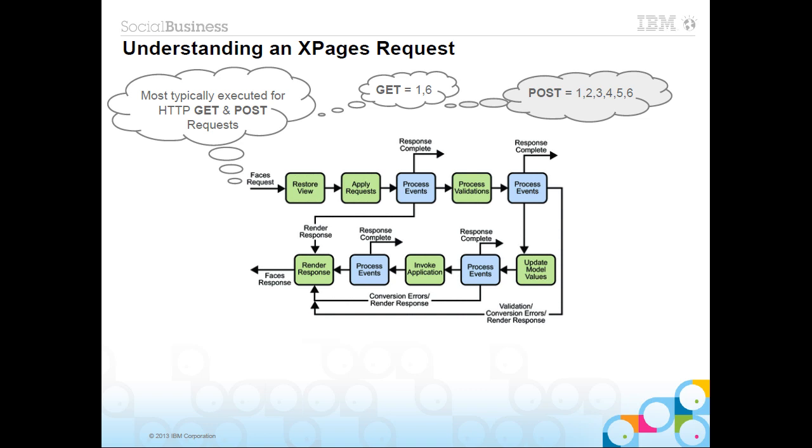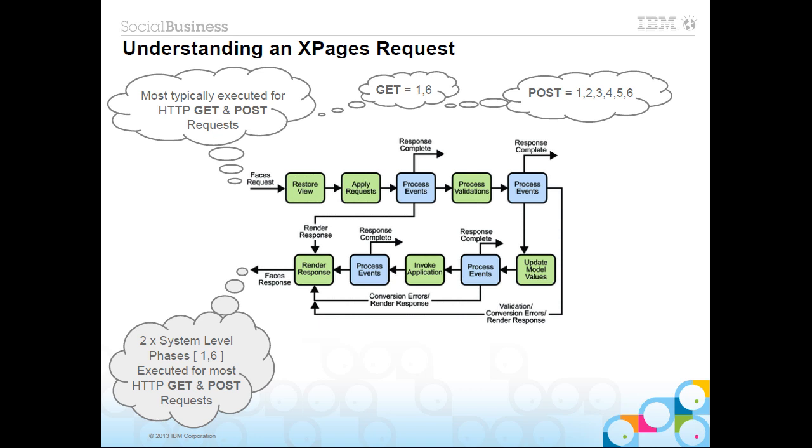That is the restore view phase, apply request values phase, process validations, update model values, invoke application, and render response phases that we see in the flowchart will normally be executed. In terms of the actual phases, they are categorized as follows. There are two system level phases, the restore view phase and the render response phase, phases 1 and 6. These are executed for most HTTP GET and POST requests, where there is a subtle difference between a normal HTTP GET versus a HTTP AJAX GET request.